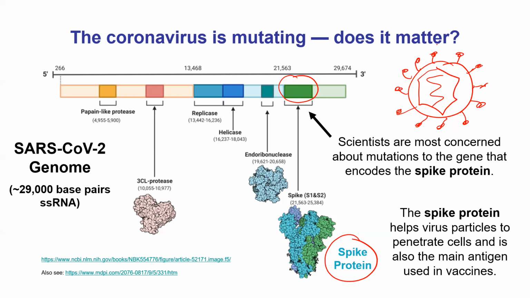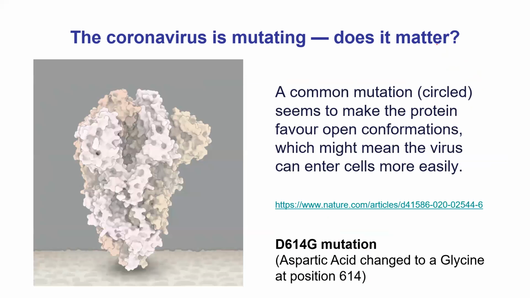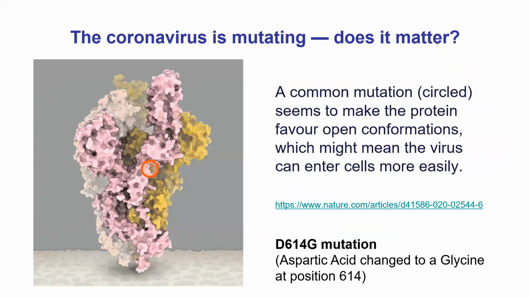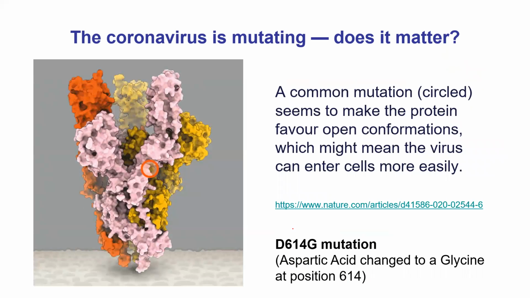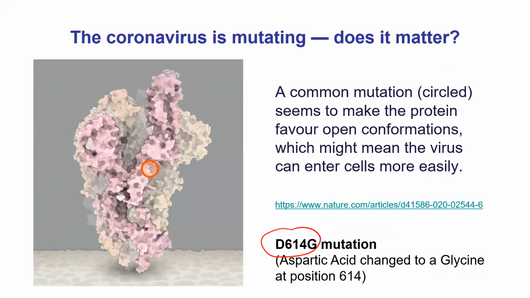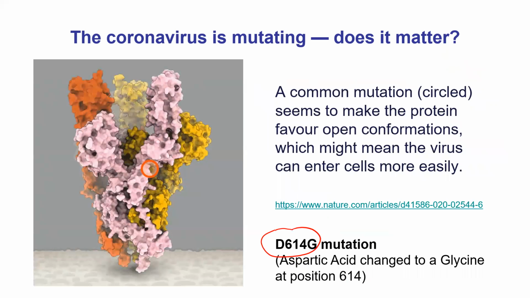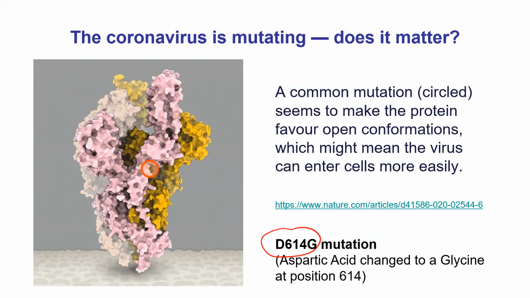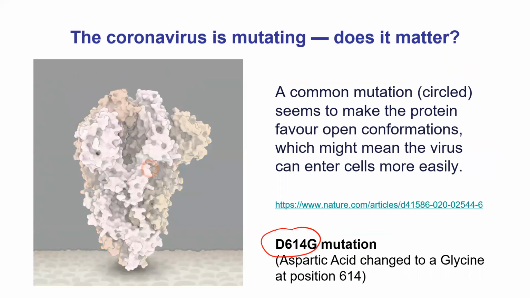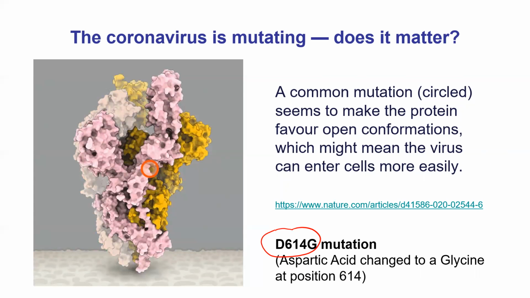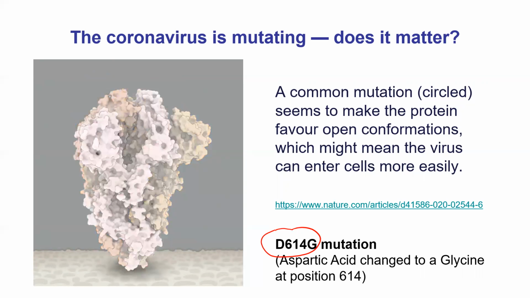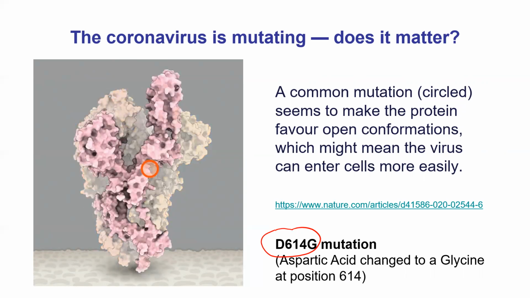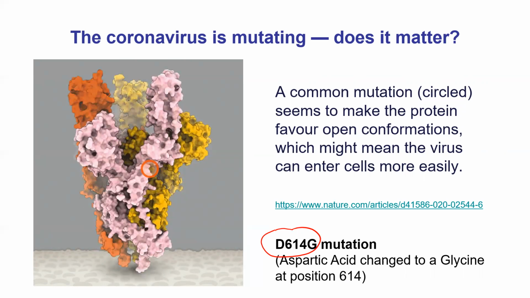So the question is, if the spike protein changes, what's going to happen to this? There's been a few mutations that people are looking at. One of the mutations is this D614G mutation. That's a change of aspartic acid to a glycine at a position there. Why do we care about this mutation? We think that this is allowing the virus to be a little bit more infectious. So this is one of these mutations that we're looking at.